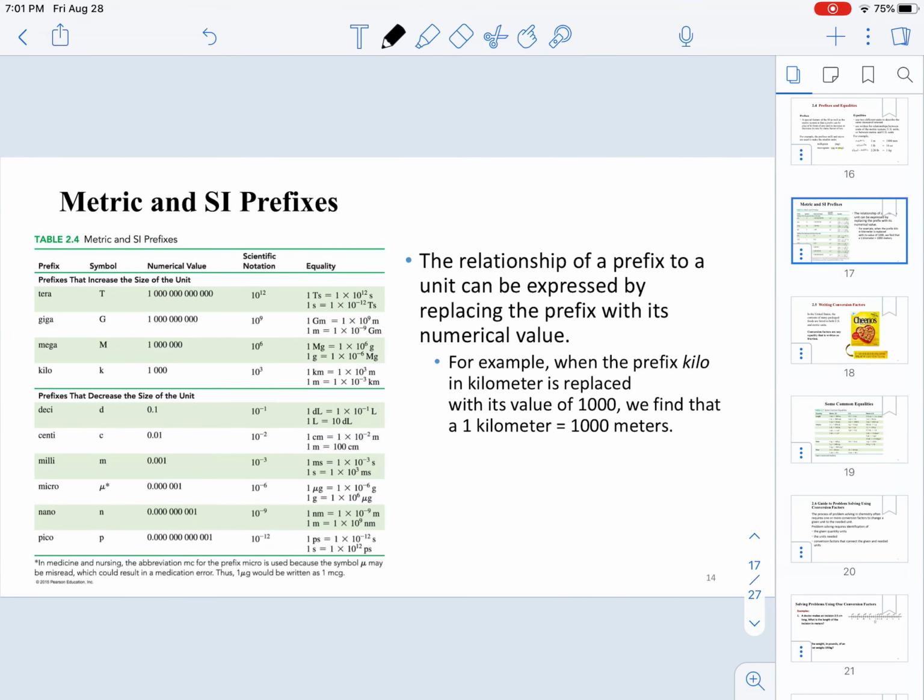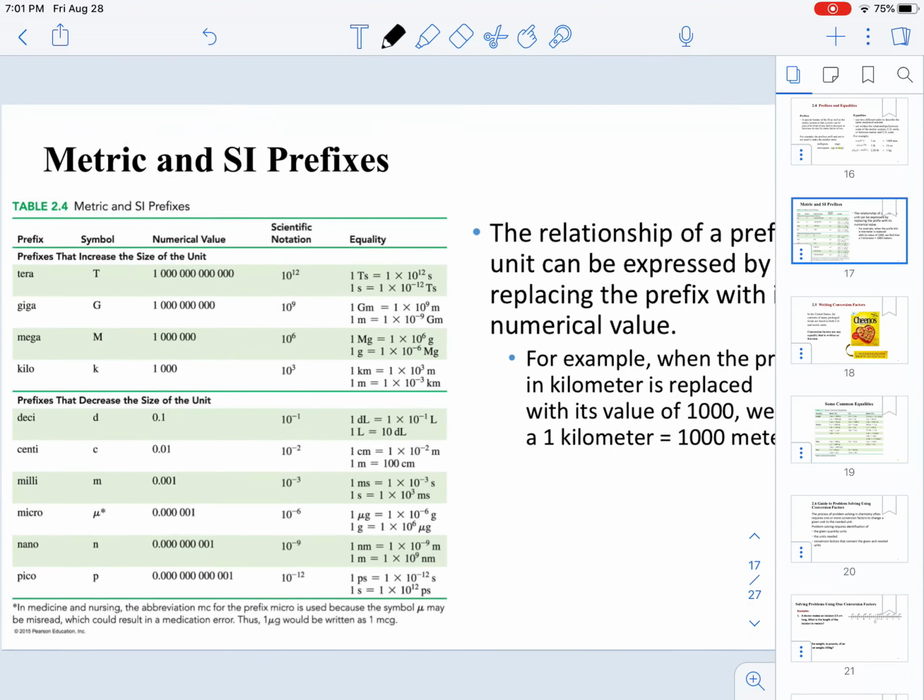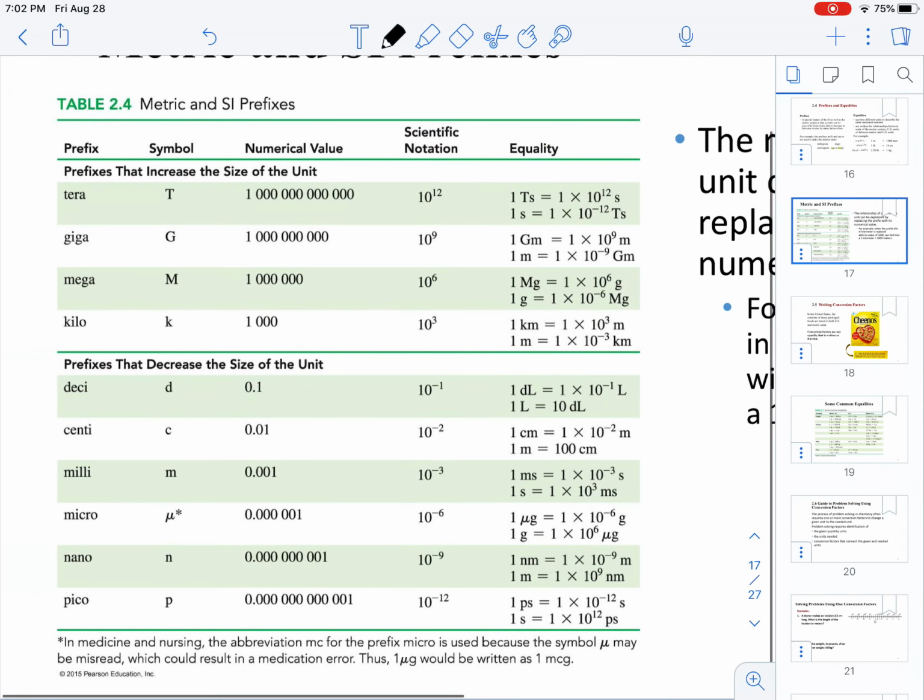As you can see in this slide, the prefixes are summarized in table 2.4, and they are going to be very useful when it comes to conversions, which is something that we're going to be doing in the following slides. Now, even though there are many prefixes, the only ones that you are responsible for are the ones that are present in table 2.4. I'm going to zoom in on the table so you can see them more closely.